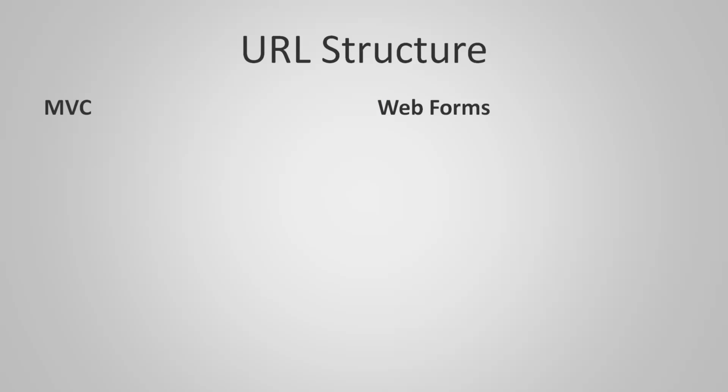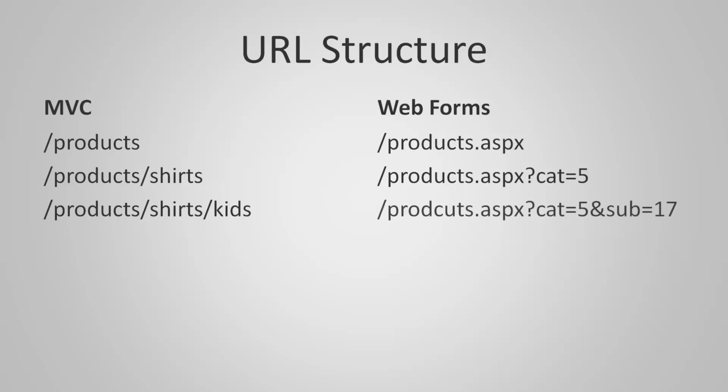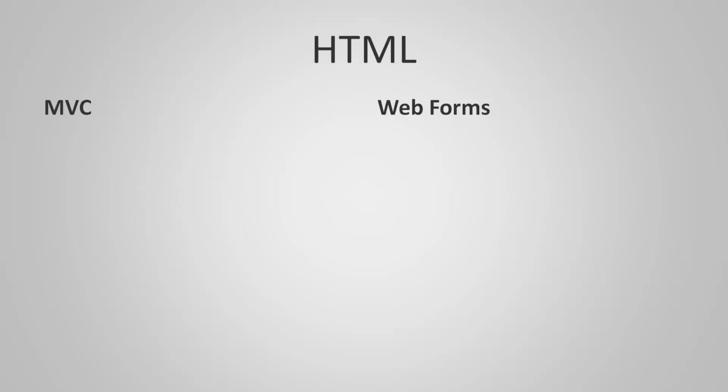For example, when it comes to URL structure, MVC allows URLs to be defined by the developer using any structure they'd like. Whereas in Web Forms, by default, URLs are generated based on the file structure and also typically contain query strings to produce dynamic pages. For HTML, MVC allows full control, whereas Web Forms allows only limited control.